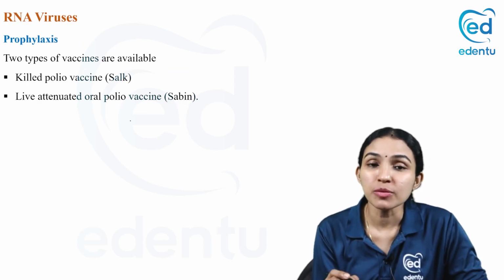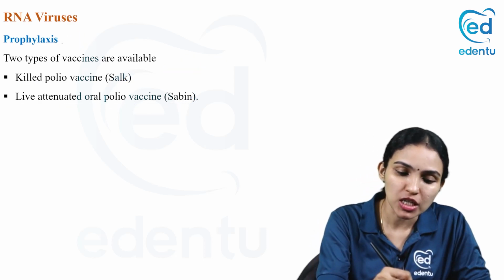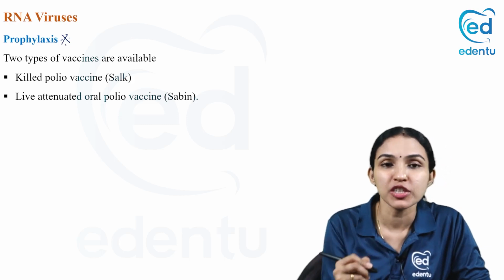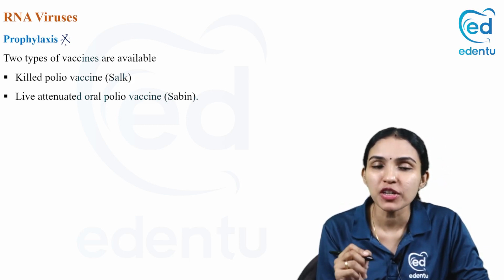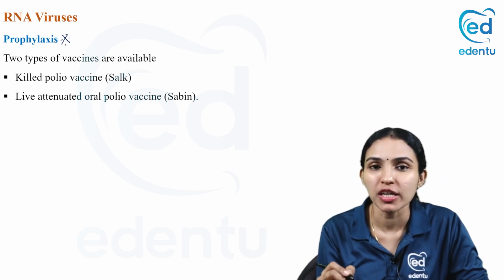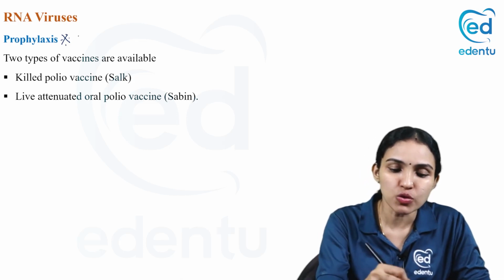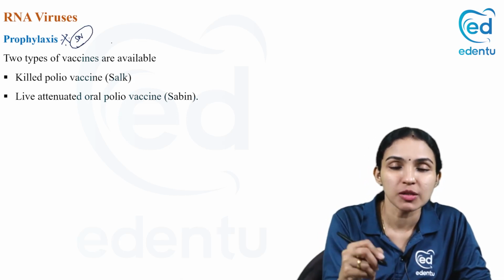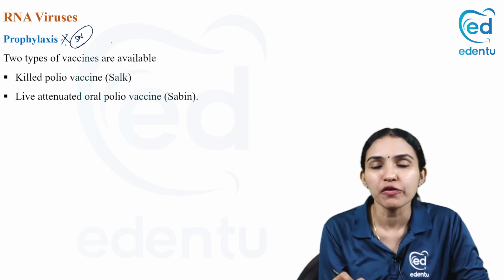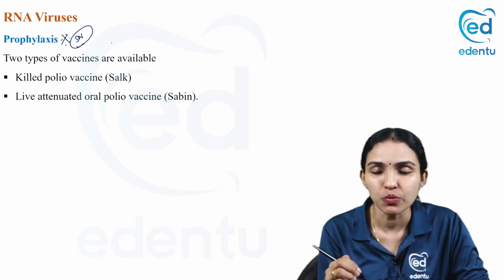So we are going to see the most important part of this topic, that is called the prophylaxis, how you prevent polio. So we have specific prophylaxis measure for polio in the form of two vaccines. So this is a very frequently asked question, the prophylaxis of polio. You have to learn about two types of vaccine which is used.